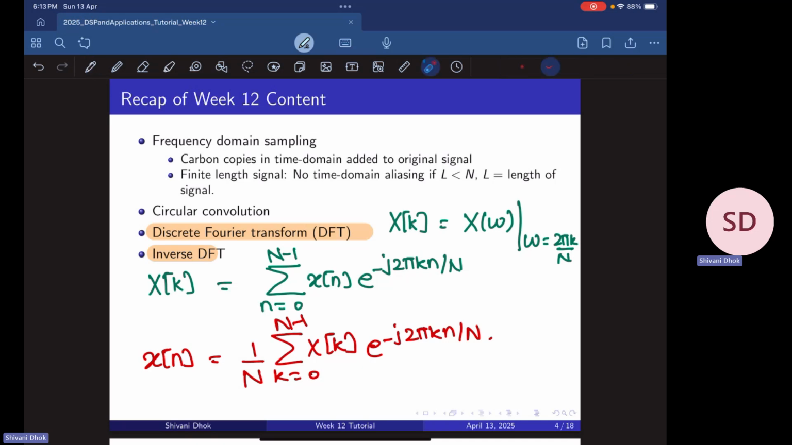Now this DFT and the circular convolution are related. If we circularly convolve two time domain signals, then their DFTs get multiplied. That is the circular convolution property of DFT. So that's all about the recap. If you have any questions, then let me know. Otherwise, I'll move on to the questions that I want to cover today.